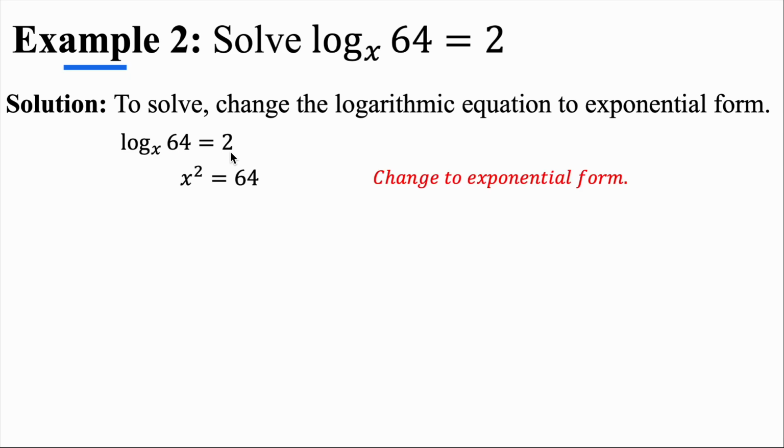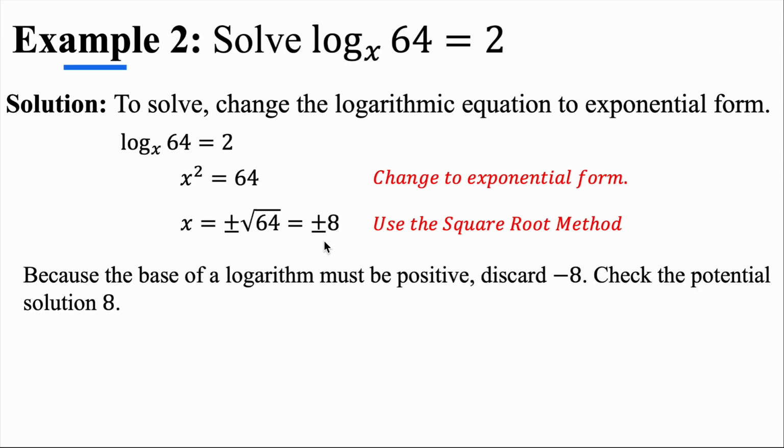And then from here, we can take the square root on both ends. So if you take the square root on both ends, you get x equals plus or minus the square root of 64, which simplifies into x equals plus or minus 8. Now, the definition tells us that the base must be positive but not equal to 1. So therefore, our only possible answer in this case would be x equals 8. x equals negative 8 would be the extraneous solution.